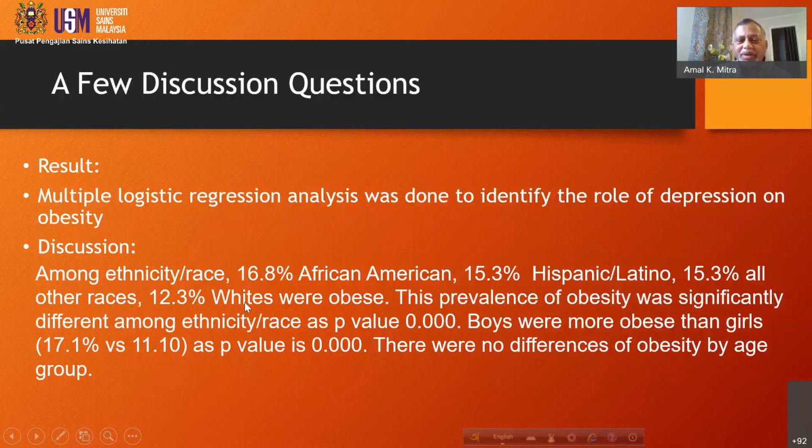The other problem I mentioned here: when you say the prevalence of obesity was significantly different among ethnicity, race, as p-value, blah, blah, blah, you can write p-value within parentheses. You don't have to write "as p-value this." You are increasing the number of words, okay? The third problem is, when you see p-value 0.000, you find this in your SPSS or SAS data analysis output, but you cannot write like this in a paper.